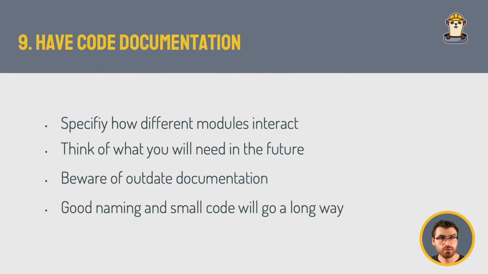Number 9. Code documentation. As new contributors join the project, documentation becomes more important. Good documentation assists in understanding how the different pieces fit together. Furthermore, documentation will be helpful for you to quickly get the context of a code you wrote a while ago. However, documentation is a double-edged sword. It will cause trouble if it's outdated.